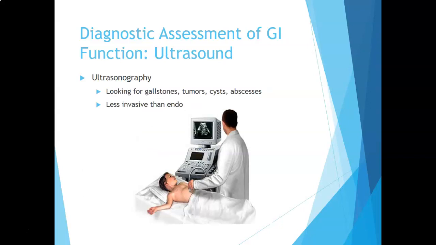So, ultrasound, there's a cool little picture for you. Again, this is going to be to obtain images of soft tissue, which may indicate any density changes, specifically looking to diagnose gallstones, tumors, cysts, or abscesses. Sonograms are produced with high-frequency sound waves, which pass through the body, and then the echoes vary with tissue density. So that's usually what you'll see. It's less invasive than an endoscopy, but not always very definitive. So usually it's a place to start in most places when looking at assessment of GI function.